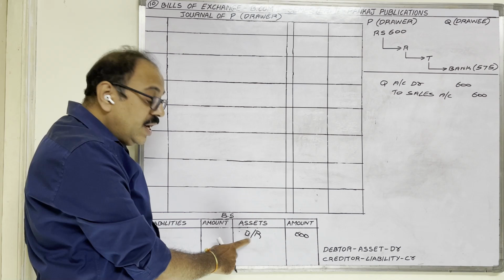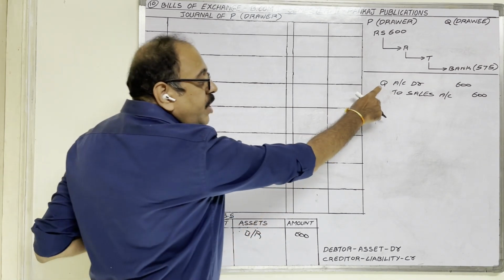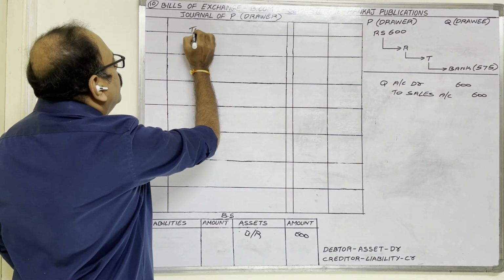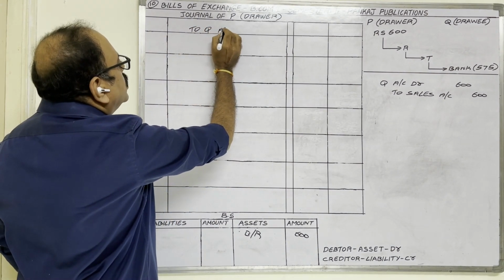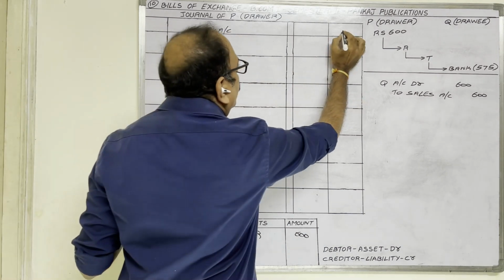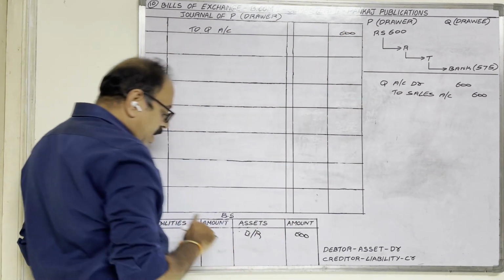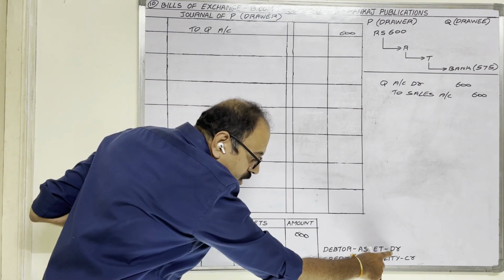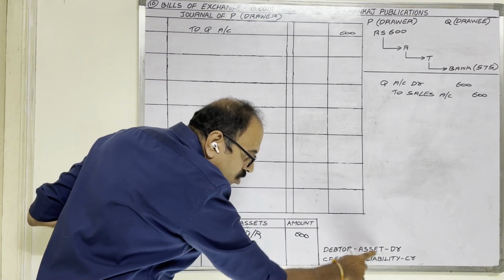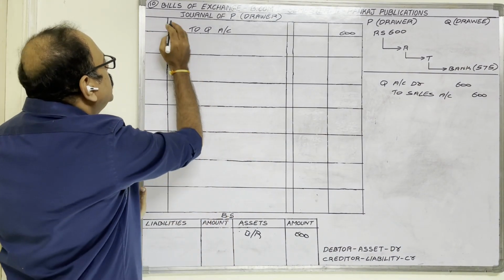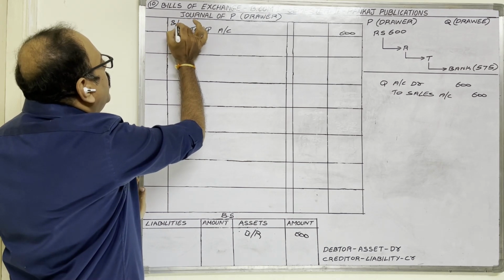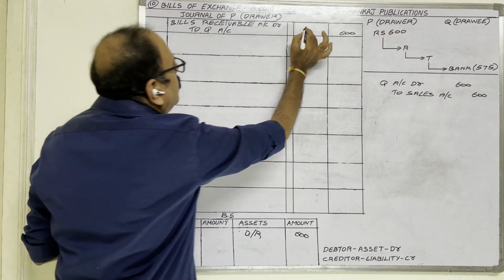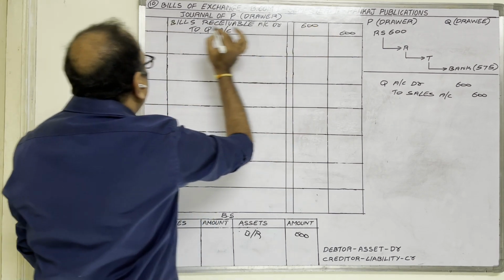How did we create the debtor asset account? By debiting Q account. How to cancel? By crediting. You have to credit Q account with the same amount, 600 rupees. A new asset, bills receivable, we have to create now. An asset shows a debit balance. If you want to create any asset account, we have to debit. So I want to create the bills receivable account now. Debit that account name: bills receivable account debtor. Amount same, 600. Dates are not available in the question.